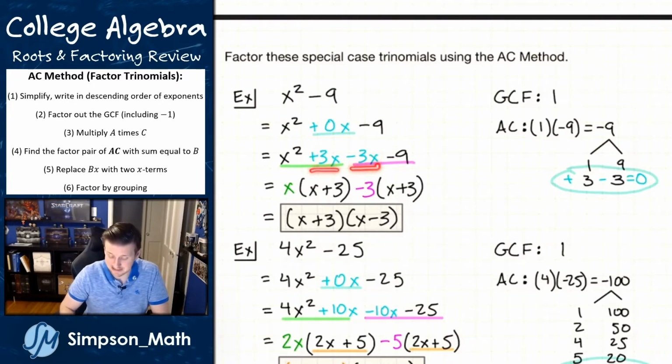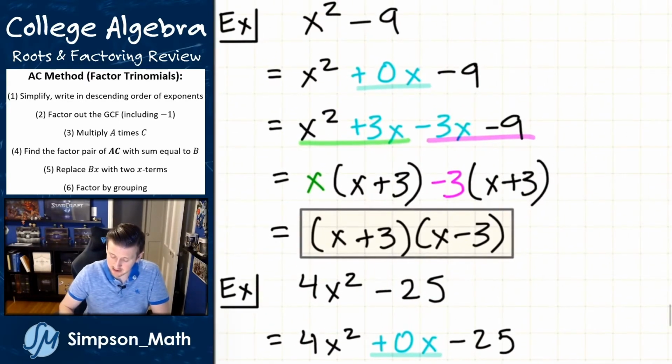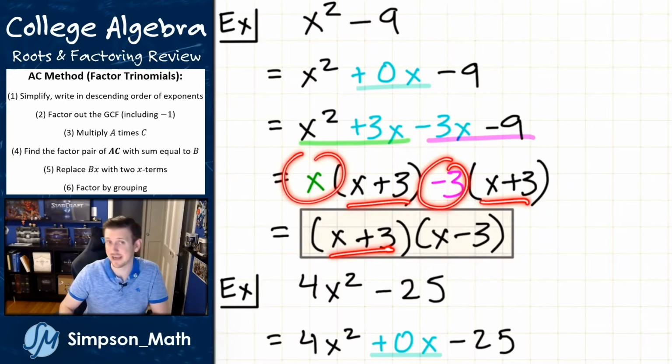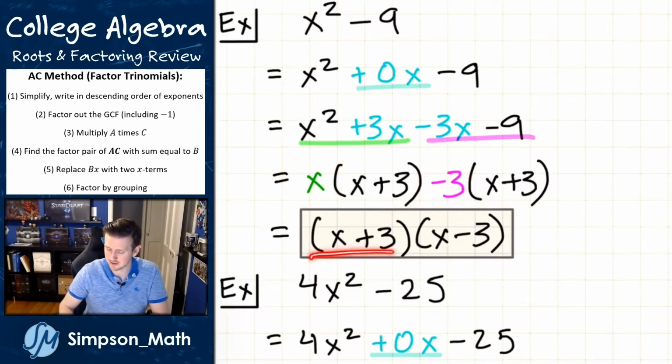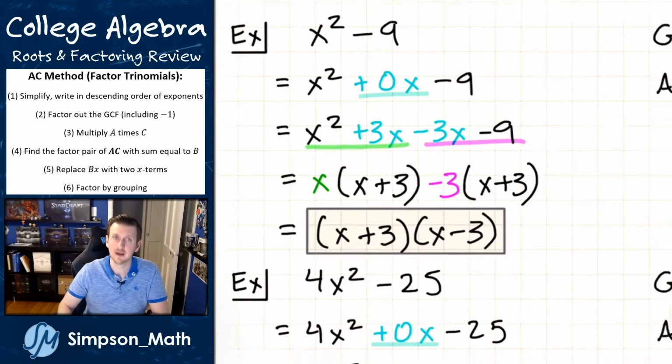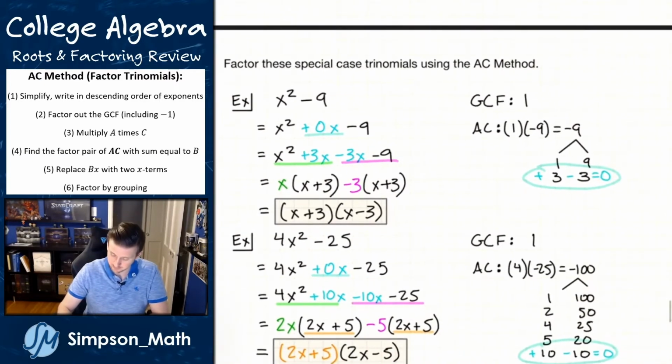So we're going to replace 0x with 3x minus 3x. That works. Then factor out the GCF of the first two, just an x. GCF of the second two, a negative 3. And what's left inside? I have an x plus 3. What do these next two have in common? x plus 3. Yep. What's left inside? An x minus 3. So I'm left with x plus 3, x minus 3. Yes, I could have jumped straight to a positive 3 and a negative 3.